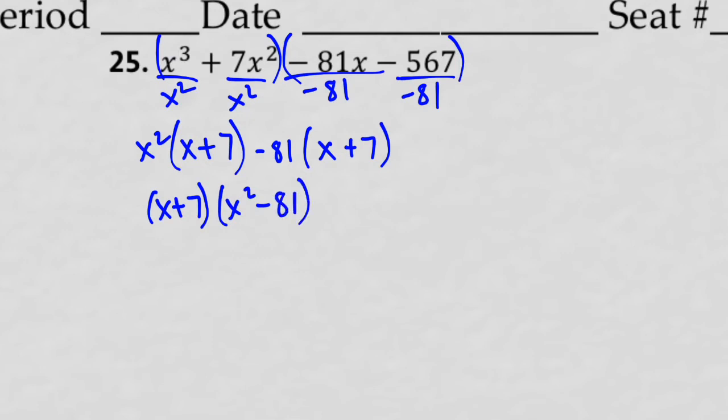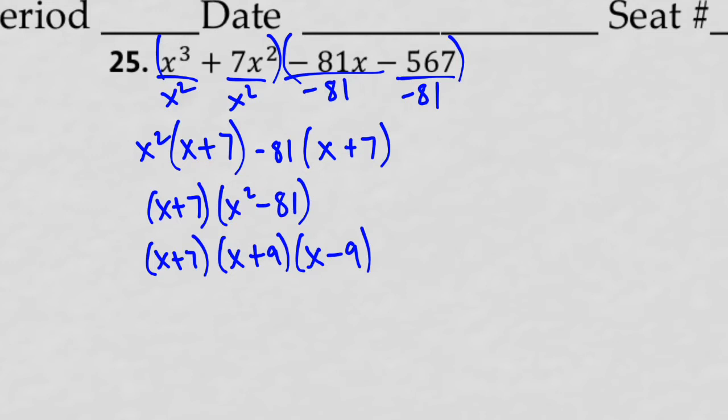And that works awesome, because look at x squared minus 81. That's a perfect square minus a perfect square, so I can keep going. That's x plus 7, and then x plus 9, x minus 9, right? One positive, one negative. Done. You factored it completely. There's nothing else to do there. The solutions, if they were looking for the roots, would be negative 7, positive 9, and negative 9, right? But they're just asking us to factor, so that's it.